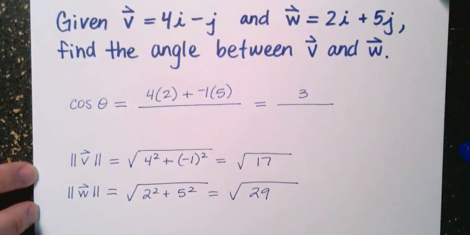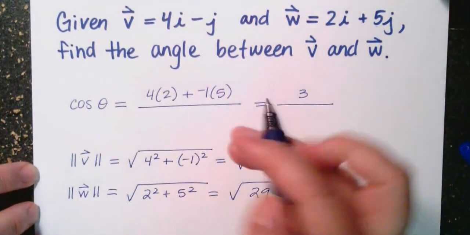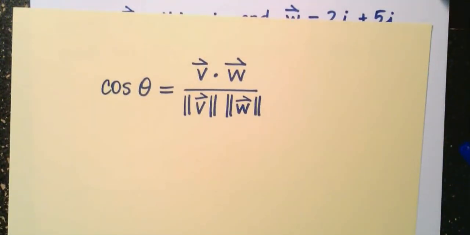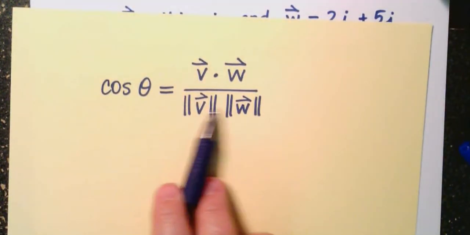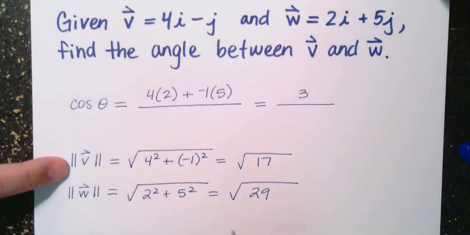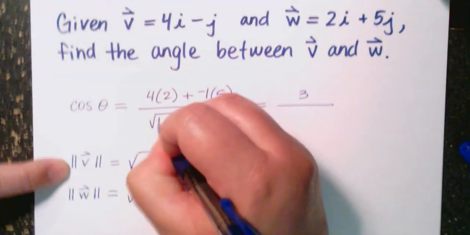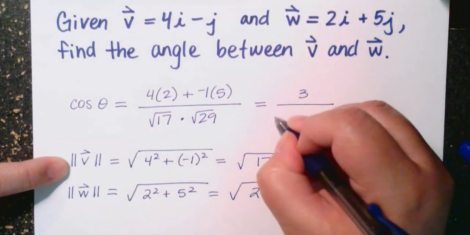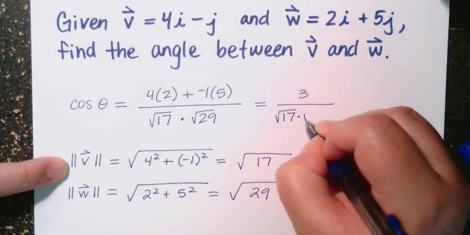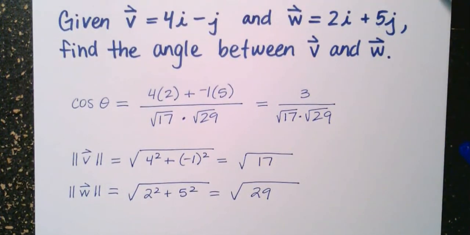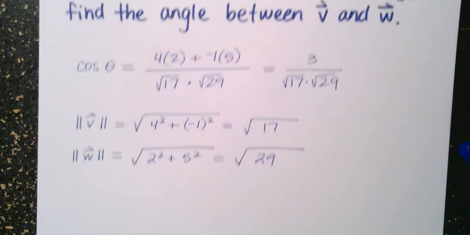So in my denominator, I have the product in the formula of the two magnitudes. There's nothing between them, but that's implied, that's just multiplication. So I'm going to take the magnitude of v and multiply it by the magnitude of w. And I'm just going to go ahead and write those the same way over here, because there's really not much point in simplifying this, because I'm going to have to go to the calculator pretty soon.